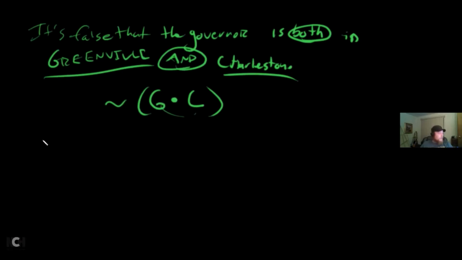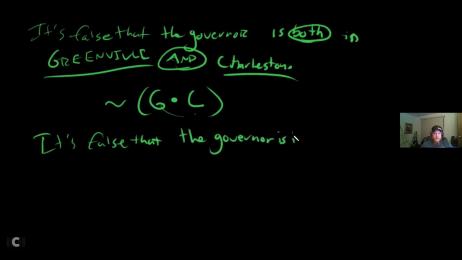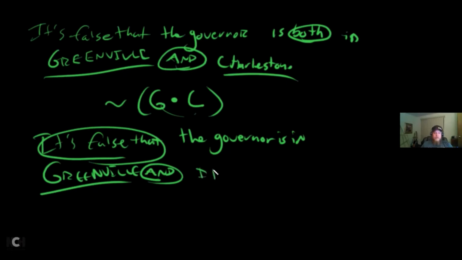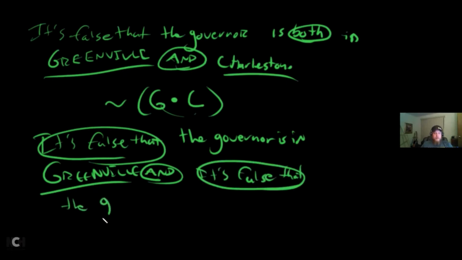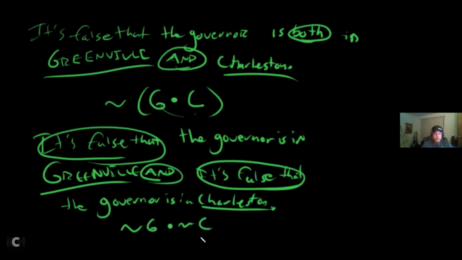Whereas, if I said it's false that the governor is in Greenville, and it's false that the governor is in Charleston, that's actually something different. So this would be, it's false that the governor is in Greenville. Okay, he's not in Greenville, and he's not in Charleston. All right, so this says he's not in Greenville and he's not in Charleston. Maybe he's somewhere else. This says, on the other hand, it's false that the governor is both in Greenville and Charleston. So this is saying he can't be in both these cities at the same time.